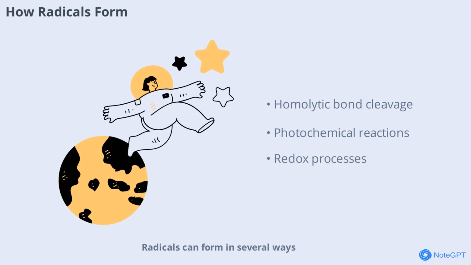Radicals can form in several ways. One common method is through the breaking of a covalent bond, where each atom takes one electron from the bond, resulting in two radicals. This process is called homolytic cleavage. Radicals can also form through photochemical reactions, where light energy breaks bonds, or through redox reactions, where electrons are transferred between species. Understanding how radicals form is crucial for controlling chemical reactions in the lab and in industry.